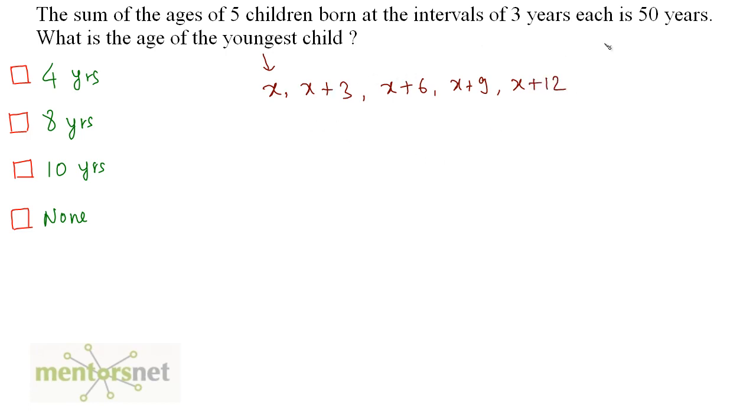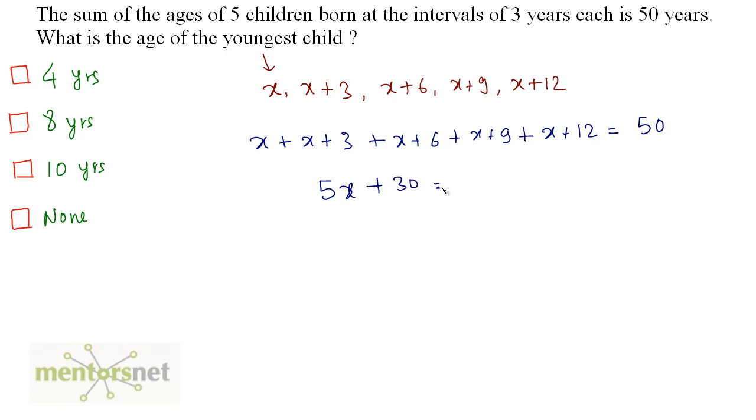So this sum is given as 50 years. We have to find out x. So let us write the sum: x plus x plus 3 plus x plus 6 plus x plus 9 plus x plus 12 is equal to 50. So we have 5x plus 3 plus 6 is 9, 9 plus 9 is 18, 18 plus 12 is 30, and that is equal to 50. So 5x is equal to 50 minus 30, which is 20, therefore x is equal to 20 by 5, that is 4. So the age of the youngest child is 4 years.